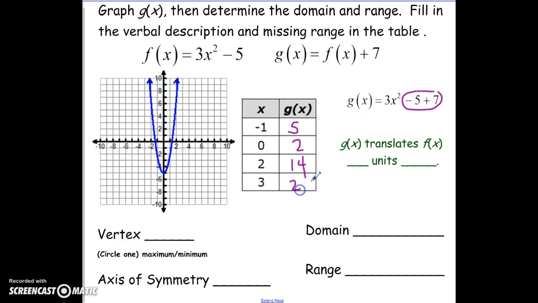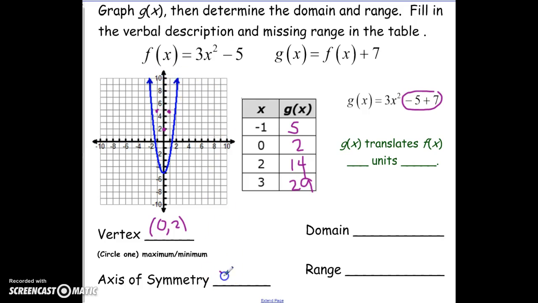So these would be your new values. If I want to graph some of these, I can do -1, 5, 0, 2. Then I don't have a value for 1 in my table. However, if I know that this is my vertex, then I know that my pattern, if this is at 5, then 1 also has to be at 5. So that's one way to get some more points. I can't go any further because I don't have space on my graph.